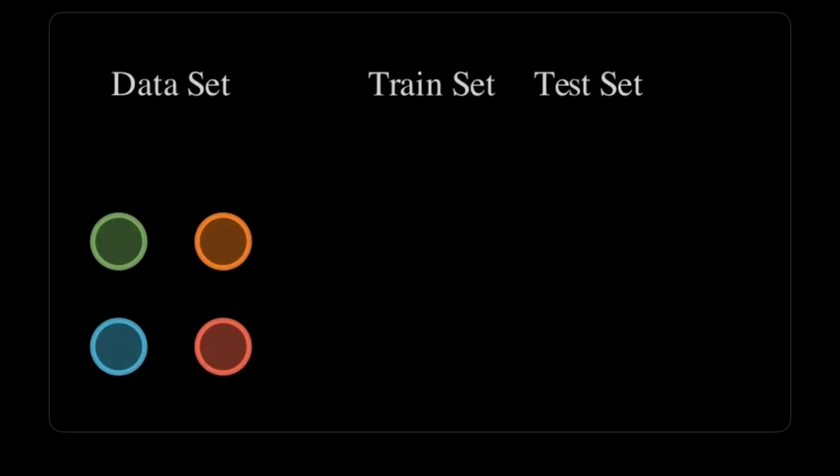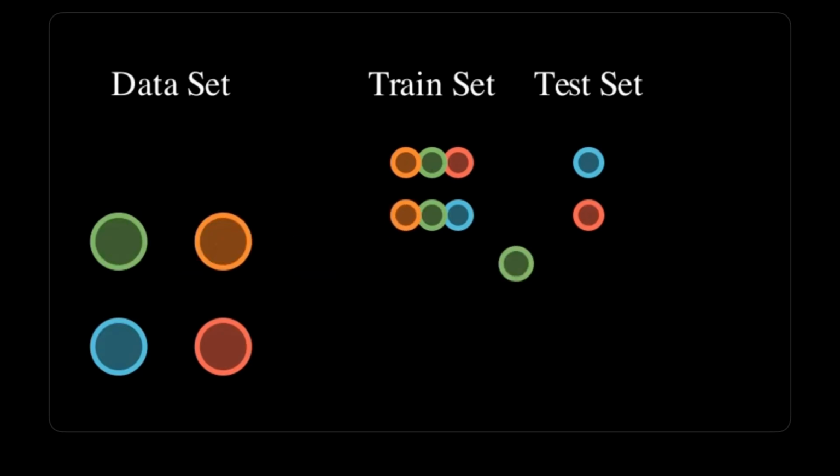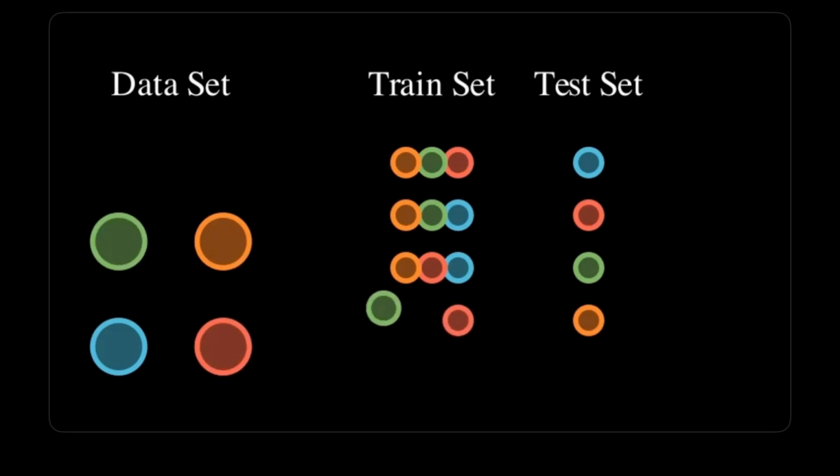So here we see a very simple data set consisting of 4 samples. Each one is color-coded. Now, if we want to do leave one out cross-validation, we select out one of the samples for testing and use the remainder for training. Here you can see how this is being arranged. Now, this results in 4 possible splits that are illustrated here.